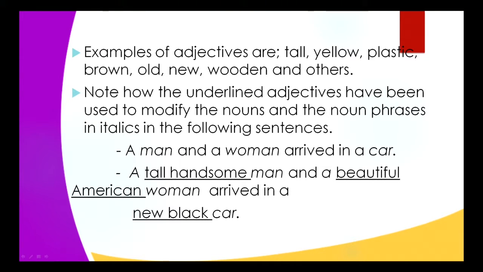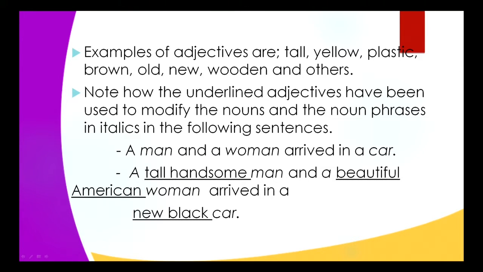We have yellow. It's an adjective describing color. You're talking about some dress or some suit. I doubt whether there exist yellow suits. But anyway, you want to describe some outfit. To be specific, you can say the yellow outfit. Plastic, we have talked about: go to the kitchen, fetch me a cup, and not any cup but a plastic cup. We also have brown, we have old, we have new, we have wooden, and other adjectives.